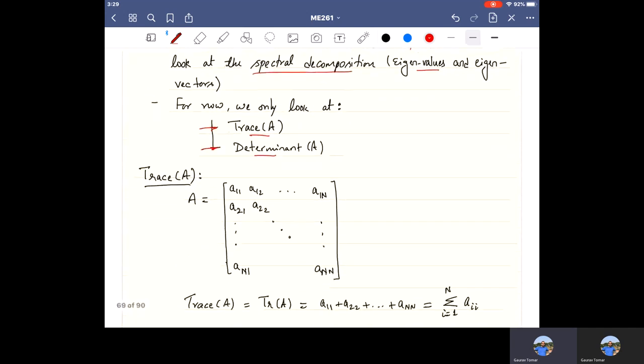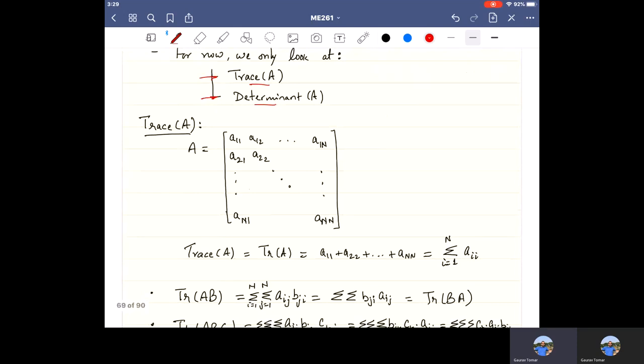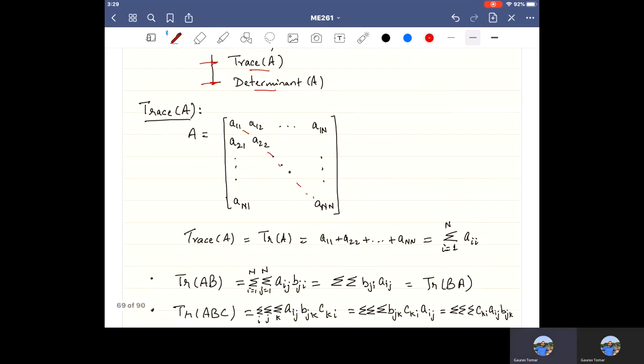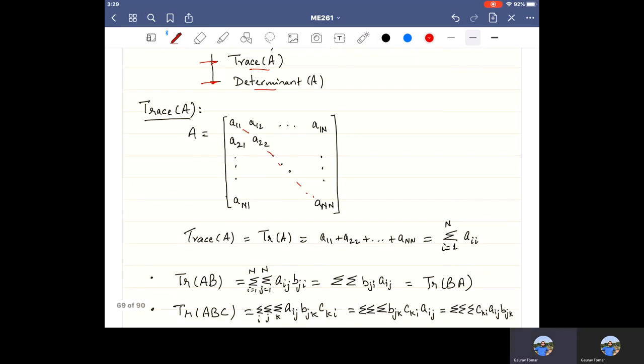So what is the trace of A? The trace of A is essentially the summation of all the diagonal entries. So that means the trace of A is going to be A11 plus A22, and so on. You can write it in this form: summation of A_ii, with i running from 1 to N.